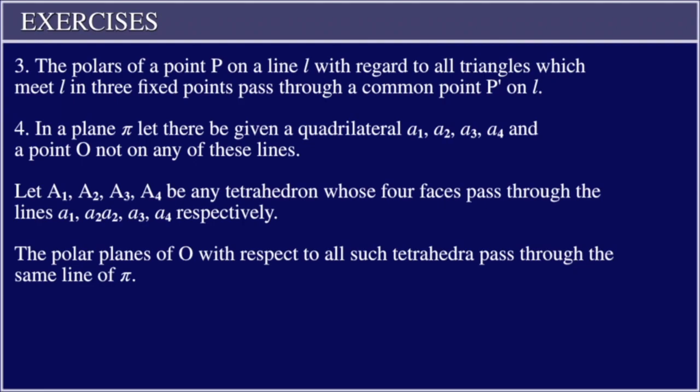4. In a plane pi, let there be given a quadrilateral a1, a2, a3, a4, and a point O not on any of these lines, and let A1, A2, A3, A4 be any tetrahedron whose four faces pass through the lines a1, a2, a3, a4, respectively. The polar planes of O with respect to all such tetrahedra pass through the same line.